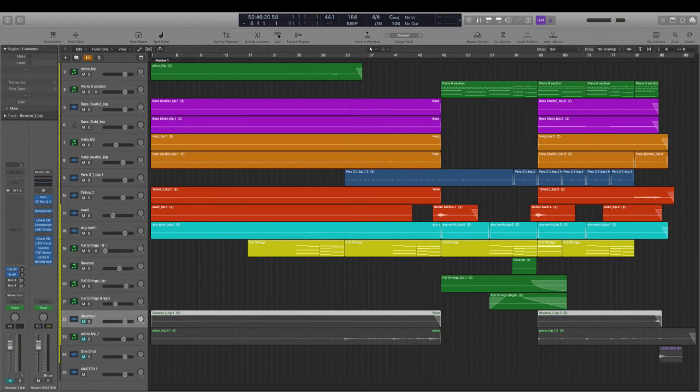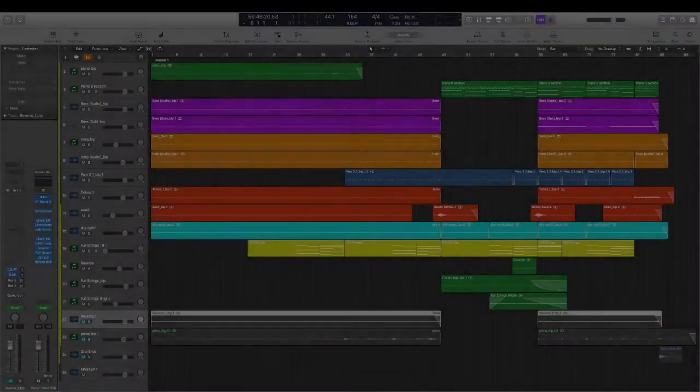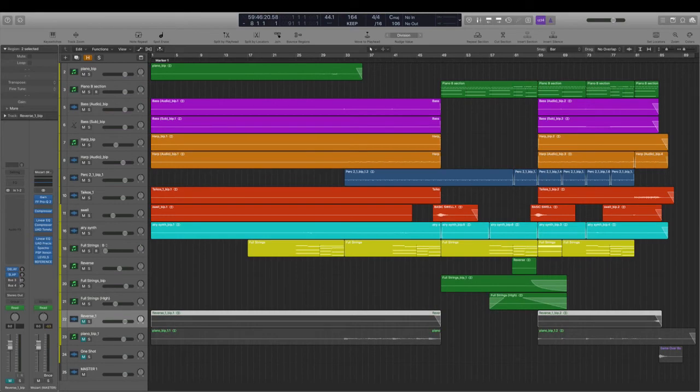Let's talk about some do nots. Definitely do not fade. No fades, ever. Unless it's requested by the music supervisor or the person that you're working with.